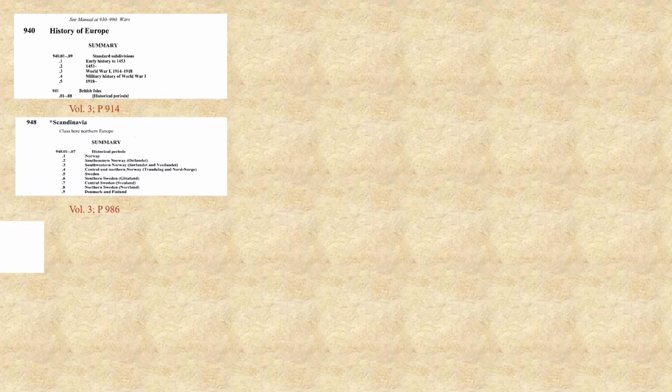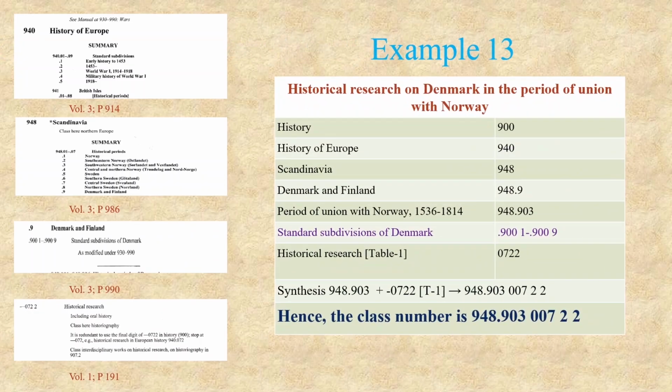So here is another example, dear learner. This example is historical research on Denmark in the period of union with Norway. You have to determine first what will be the main class or class number. Now you have to classify this title with the help of DDC 23rd edition. So step 1, we have to identify the key elements.